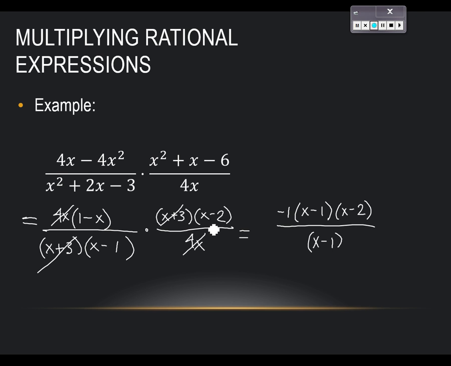And I think it's pretty clear that you might want to cancel out the 4x and the 4x. And you might want to cancel out the x plus 3 and x plus 3, and then you might say, that's all I can do. Right? But there is something a little more you can do if we use a little trick.